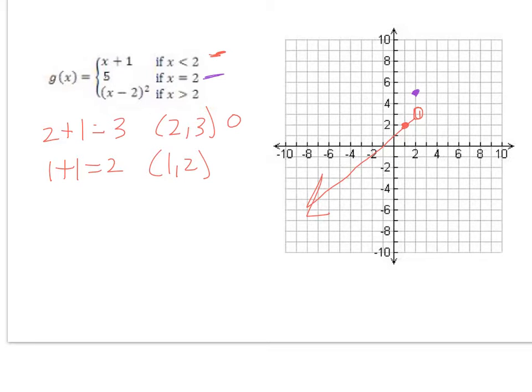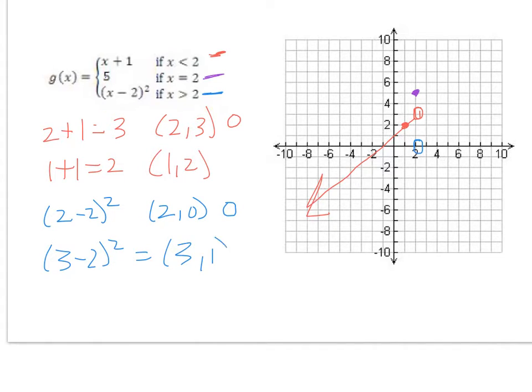And my last one here, I'm going to plug 2 into my equation. So I have 2 minus 2 squared, so that would give me 0. So at 2, 0, again, it's going to be an open circle. So positive 2, 0, open circle here. And now I'm going to evaluate a number on the right, so I'm going to plug 3 into my equation. If I plug 3 in, I get 1 out. So positive 3, positive 1.